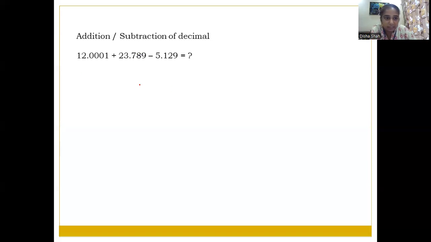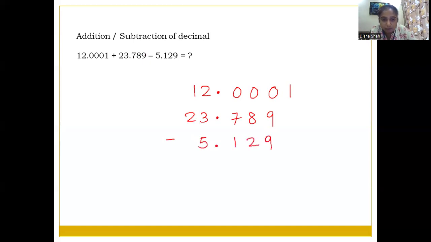So let's take one example. So जब भी हम डेसिमल में एडिशन सब्ट्रैक्शन करते हैं तो एक चीज का ख्याल रखना है कि पॉइंट के नीचे ही पॉइंट आना चाहिए. ठीक है. So this we have written 12.0001. 23.789 में पहले पॉइंट कर देते, then we will write 789. This is how we will write. Here we will write 23 minus 5.129, तो पॉइंट लिखेंगे here 5 and here 129.